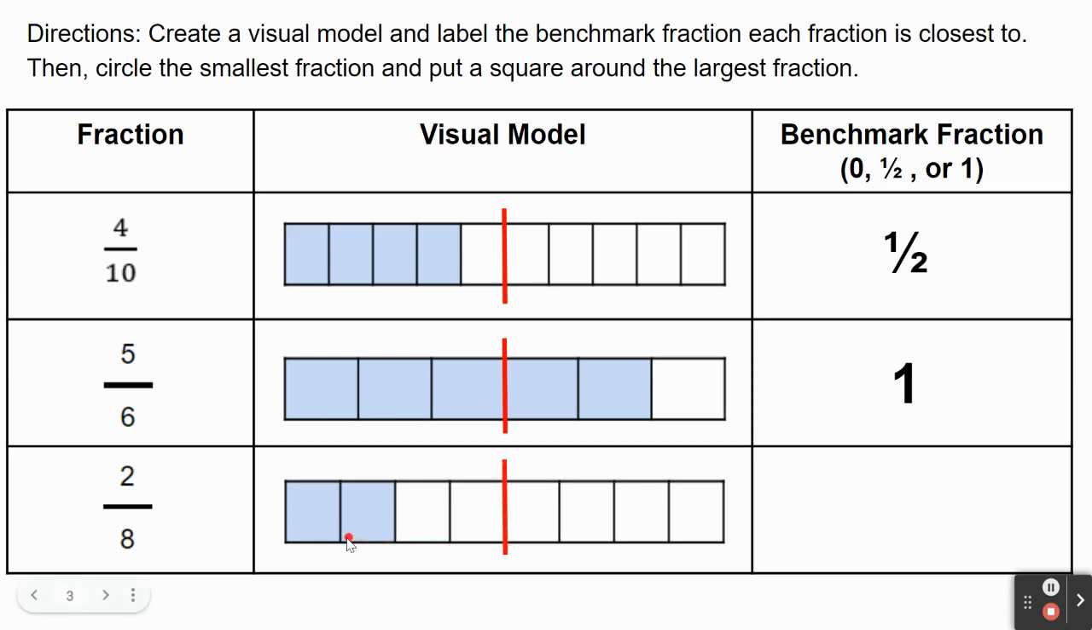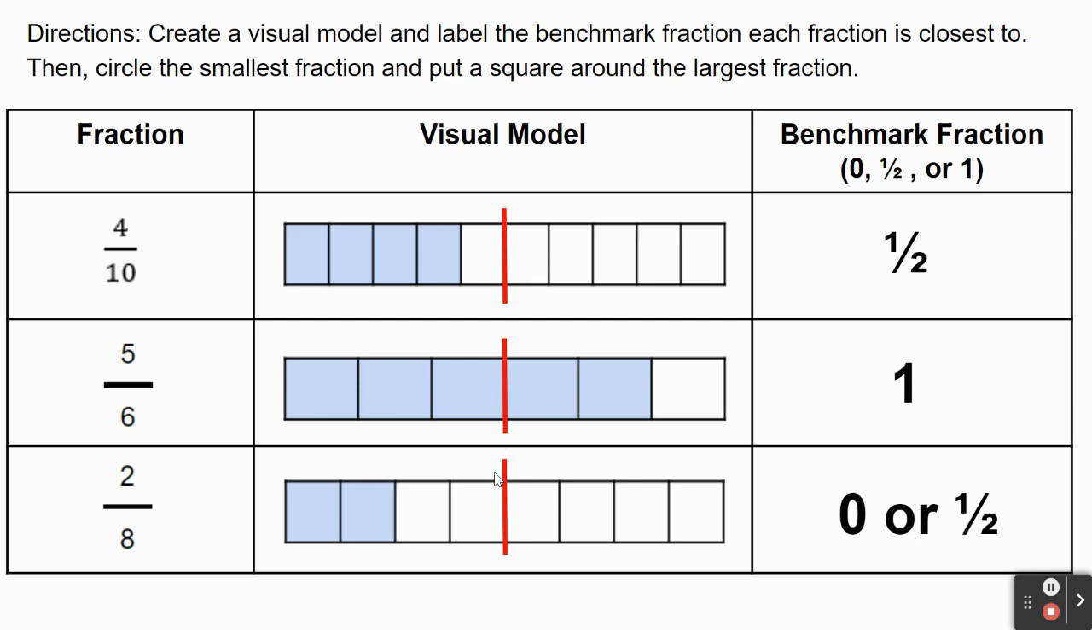We can see that there are 2 parts shaded. Well, that's interesting because that means it's 2 parts away from being 0, or none of it shaded. But it's also 2 parts away from being halfway shaded. So this is right in between the 2 benchmark fractions, 0 or 1/2. Either of those responses would be fine.